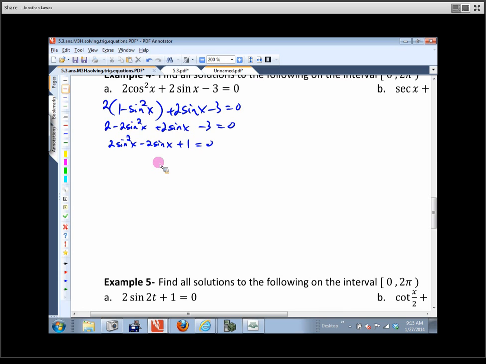So here's what you've got to ask yourself. Does this factor? It doesn't, because if you multiply those two numbers together, you get a positive 2. And you'd need numbers that multiply to be a positive 2 and somehow combine to be a negative 2. Are there any numbers that do that? Multiply to be a positive 2, combine to be a negative 2. Nope. Okay, so guess what you have to use to solve this?